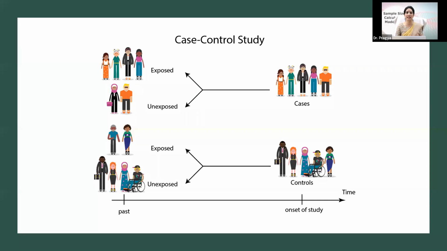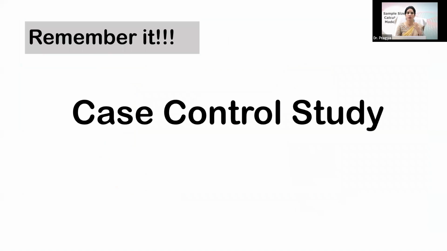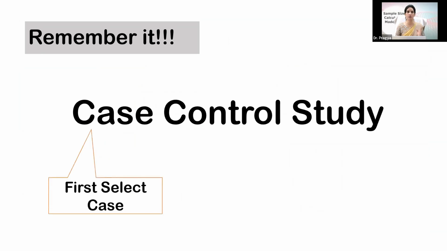So in a classical case control study, you have the cases with you, and then you see the level of exposure and not exposed in those cases, and you take the controls also, and again you measure the exposure in the controls, and then you calculate the odds ratio, or you do the measure of association. So a case control study, always remember, it starts with the cases.